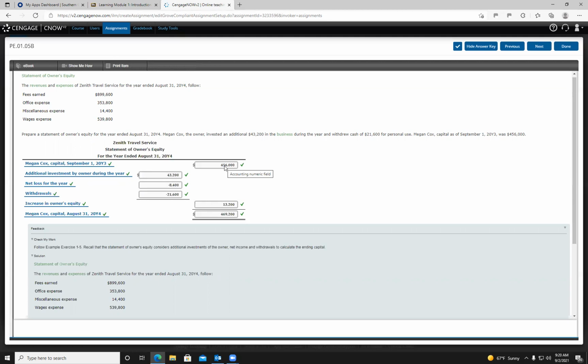So we started out with the capital balance for the previous year, plugged in all the variables that changed owner's equity. So she did an additional investment of 43.2. We had a net loss of 8,400. And we also did withdrawals. So if we look here, it should result in a decrease in her owner equity of about 13,200, which did change her overall capital to 469.2.